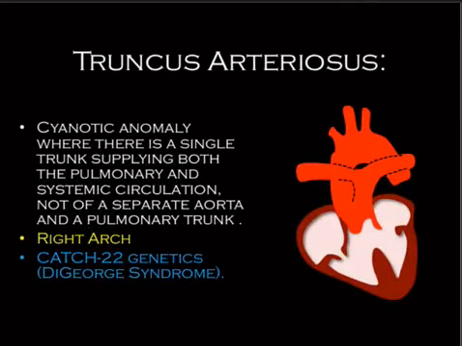So this is a thing that you need to remember. 2 things I would remember about truncus. One is that it has a right arch. I remember it's more closely associated with the right arch, but it's less common than tetralogy. And the second one is this catch-22 genetics, which, if you remember from step 1, is a DiGeorge syndrome thing. Now, so what is truncus? It's basically a common trunk where you've got a combined pulmonary artery and aorta. Like at the beginning, instead of having separate origins, they have one origin and then they split.